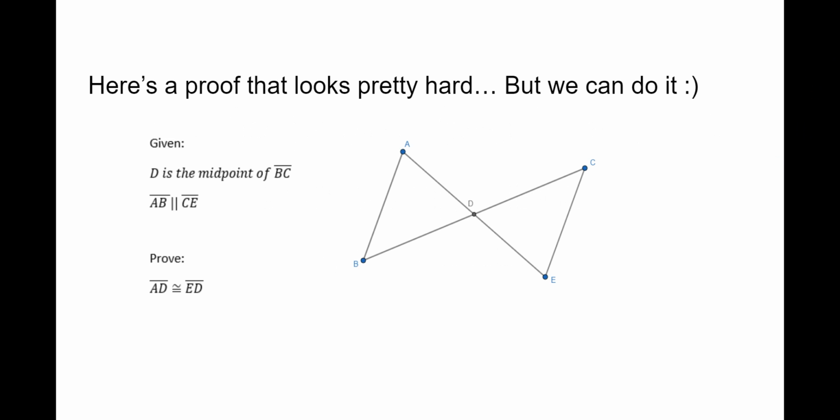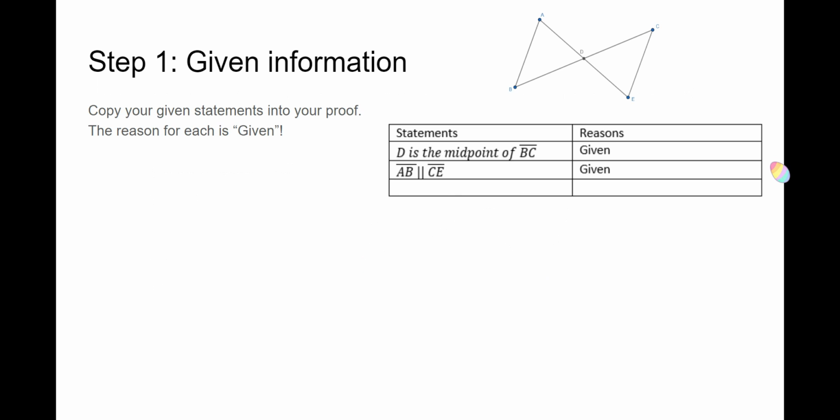So I made a proof that uses as many of these strategies as I could. It's a pretty complicated proof, but we can totally do it. Step one is to start with your given information. Copy your given statements into your proof, and then your reason is given.